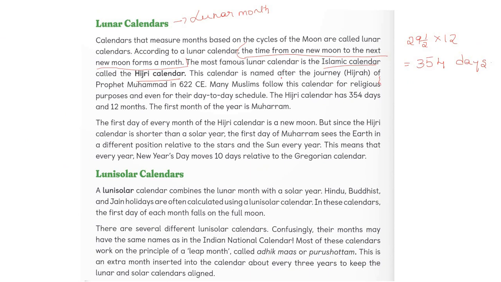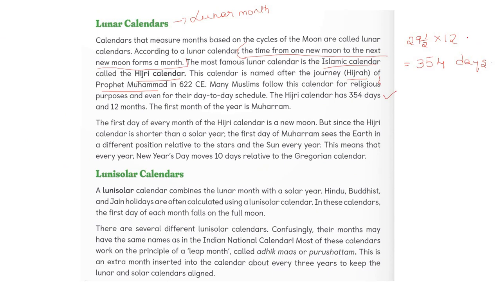How is it named? It is named after the journey. What is the journey's name? Hijra. It was named after the journey, Hijra of Prophet Muhammad. So Muslims always follow this calendar. How many days will be there in a Hijri calendar?